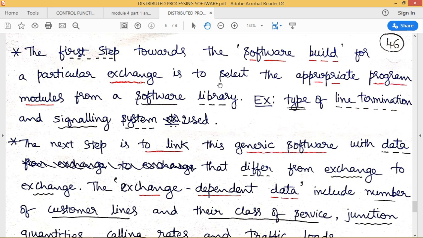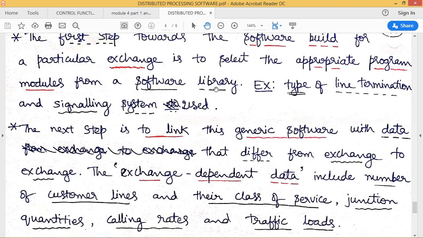So when we are designing or building software for a particular exchange, it is important to know what facilities are required, and correspondingly we will select the appropriate program modules from the software library. Of course, the software library will have different types of program modules. A suitable program module will be selected depending upon our application.